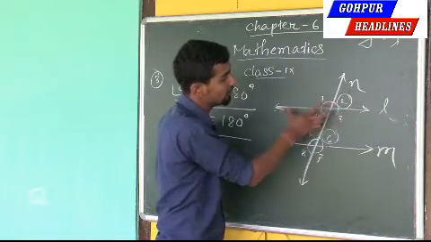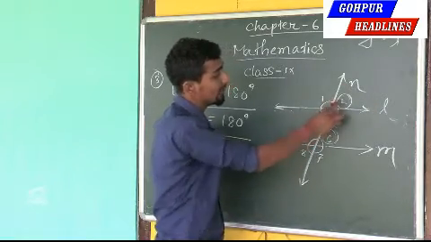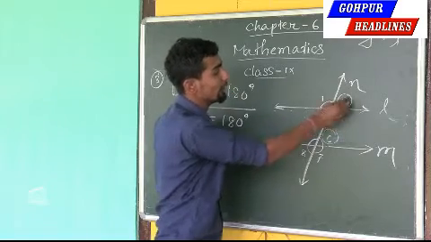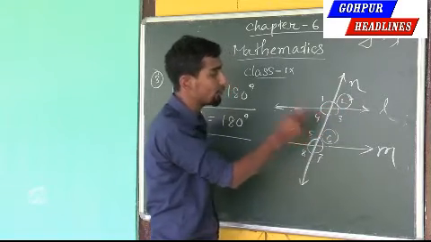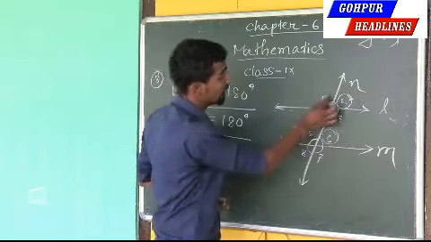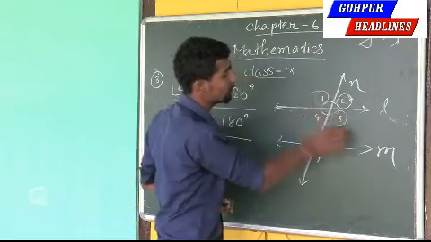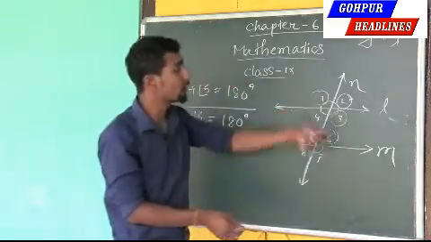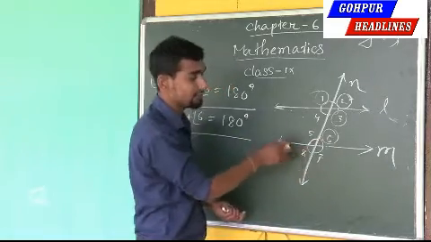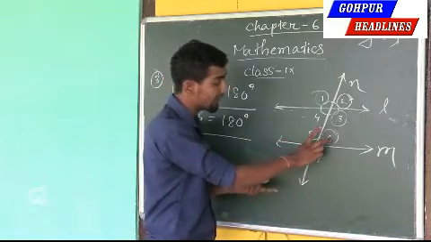And here we also get that angle 2 and angle 4 are equal, because these two lines L and N intersect each other, so angle 2 and angle 4 are vertically opposite angles. Here also 1 and 3 are vertically opposite angles, so these two are also equal. 6 and 8 are equal because they are also vertically opposite angles.